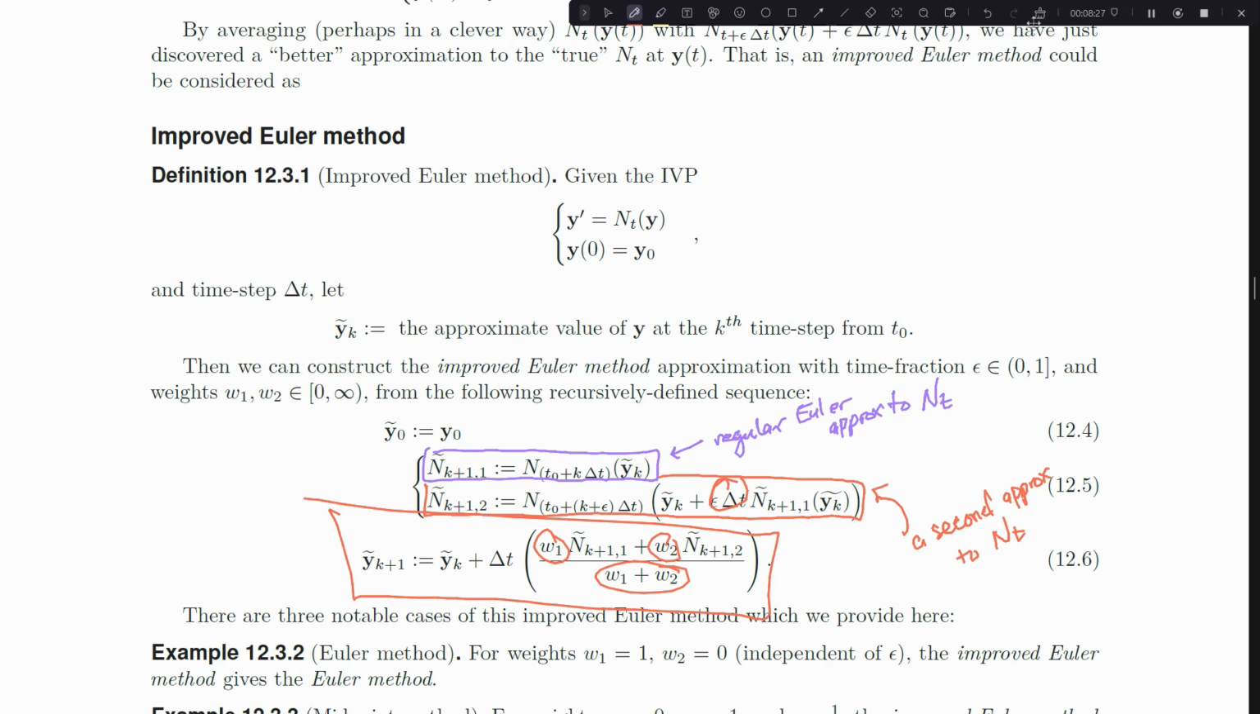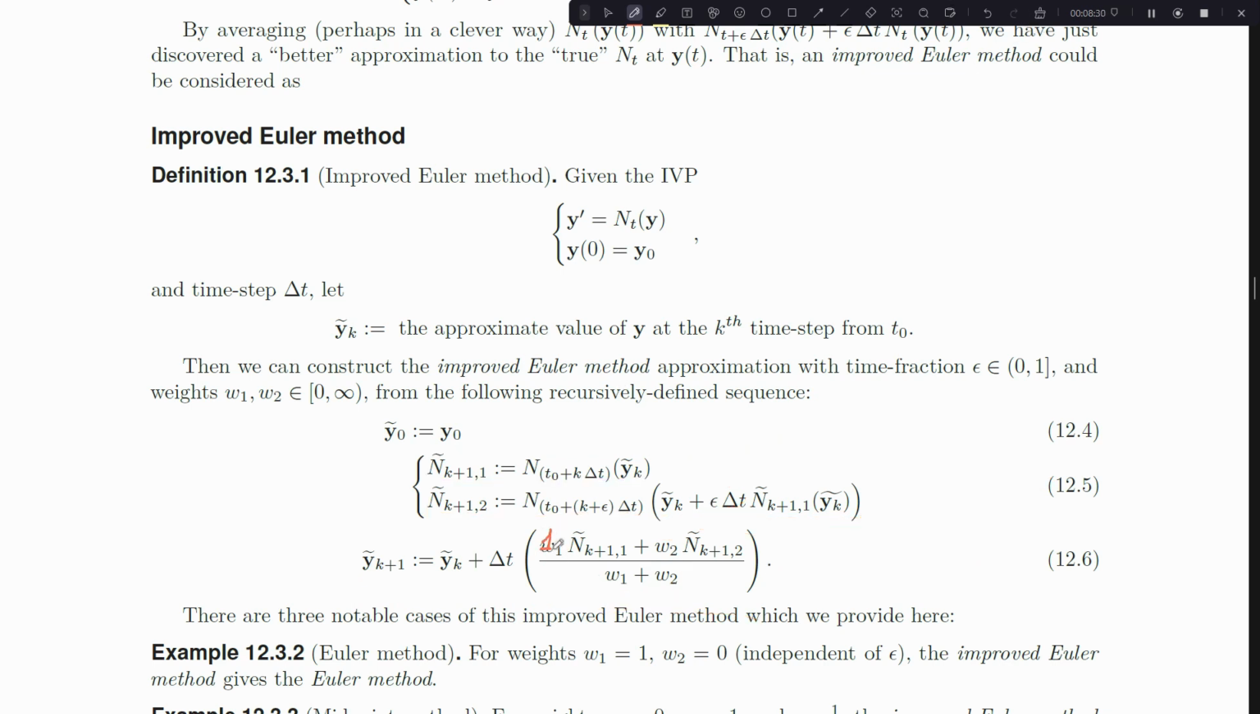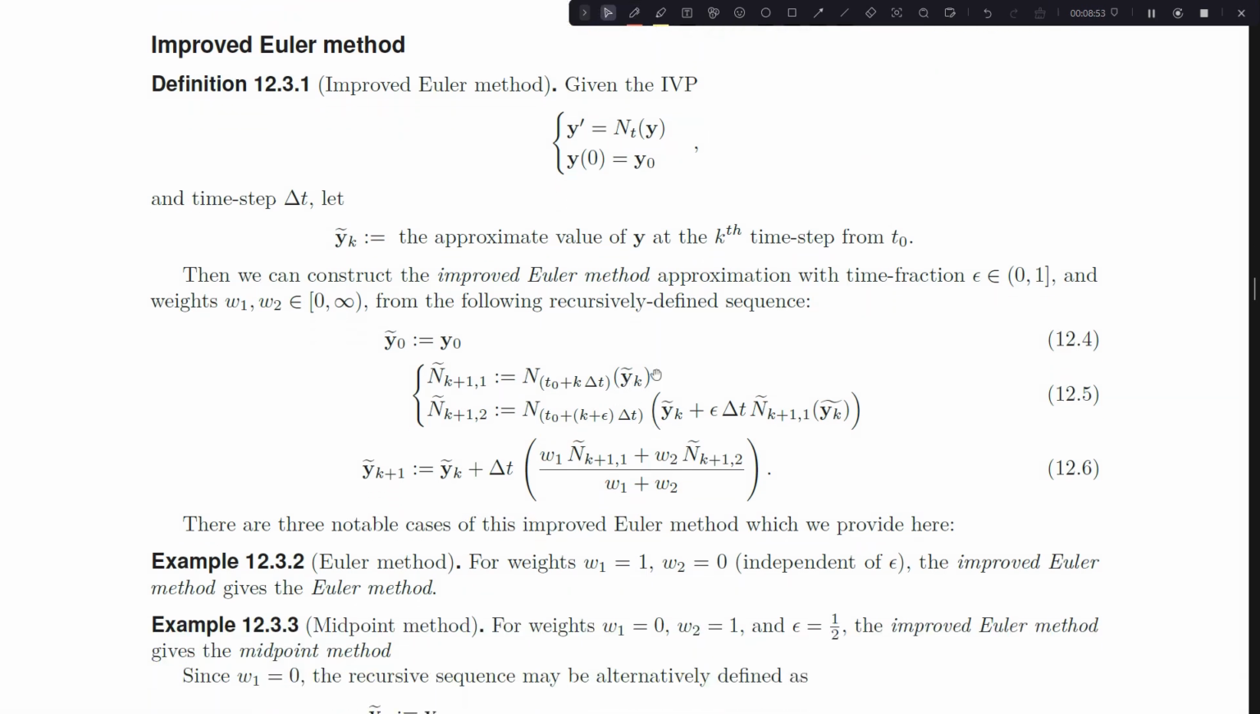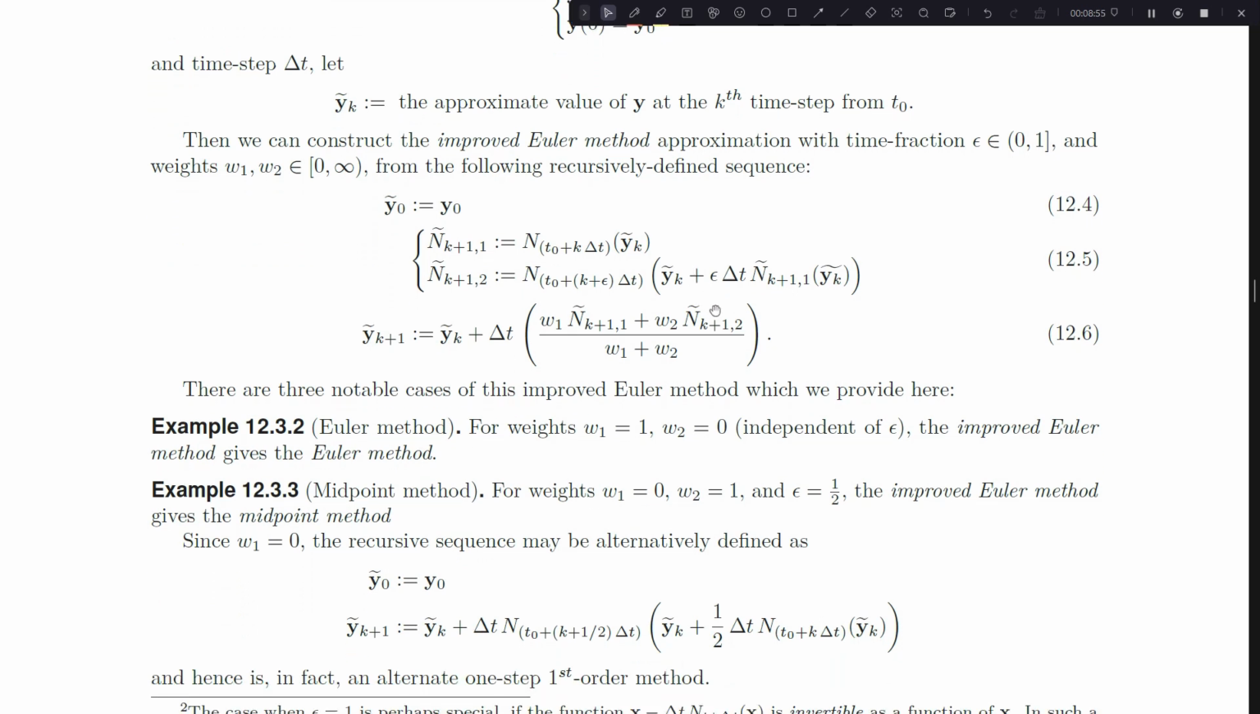It would look like Euler if, suppose W1 was equal to 1 and W2 was equal to 0. What is that? That's exactly Euler, because I'm not really doing a weighted average, since I'm getting rid of my future time. But if I allow W2 to be something non-zero, then I have a nice weighted average of two approximations to n.